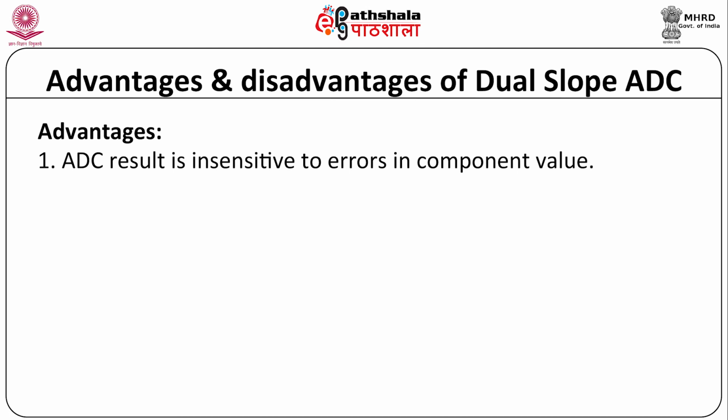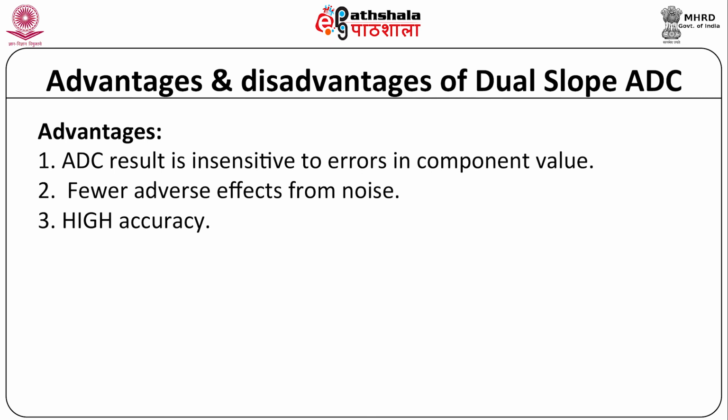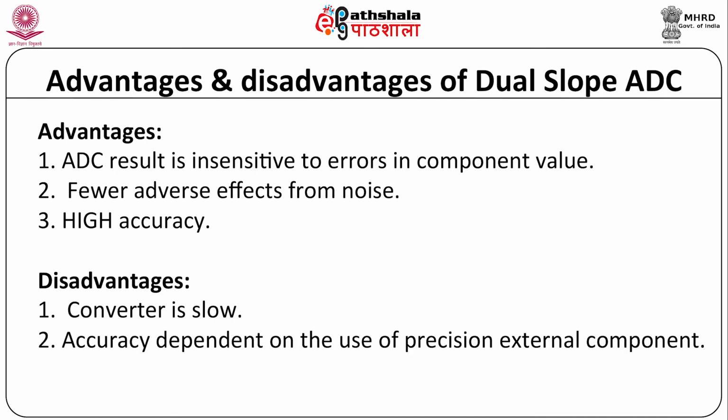Let us now discuss the advantages and disadvantages of dual slope ADC. The major advantages are: the analog to digital conversion result is insensitive to errors in component value. Second, there are very few adverse effects from noise, and third, it has high accuracy. The disadvantages are: due to the dual integration process, the converter is slow. Second, the accuracy is dependent on the use of precision external components. Third, due to various blocks, the converter is costly.